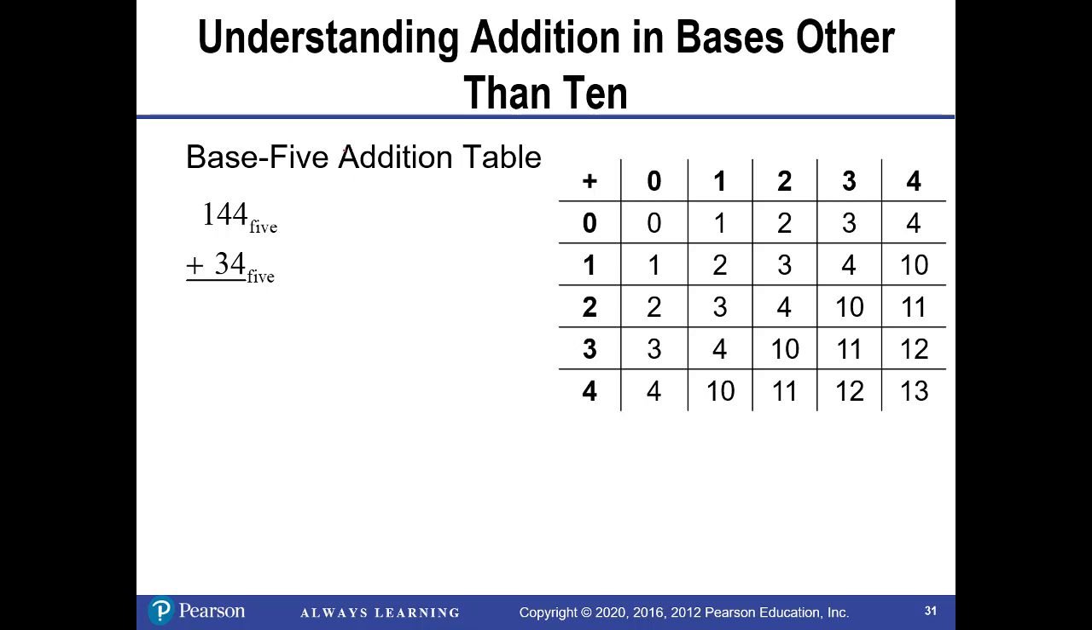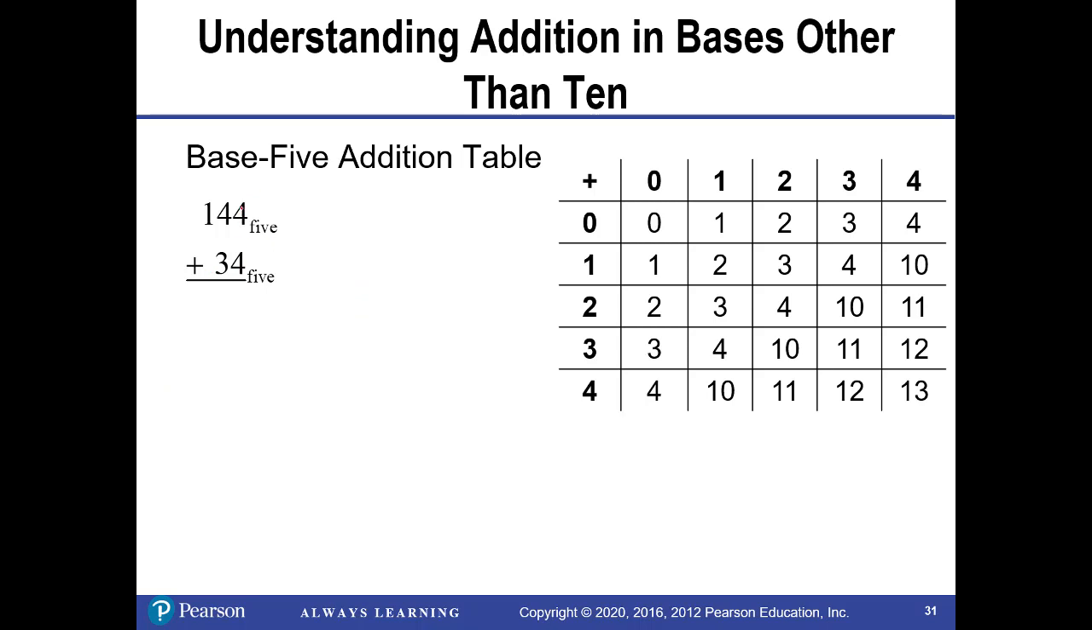One thing we could do here is use a base 5 addition table if we're working with base 5 rather than base 10. The other thing you could do is convert these numbers to base 10, add them, and then convert your answer back to base 5. And that might even be how I would do it.